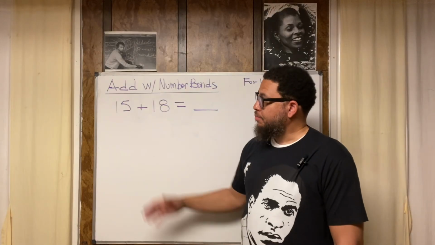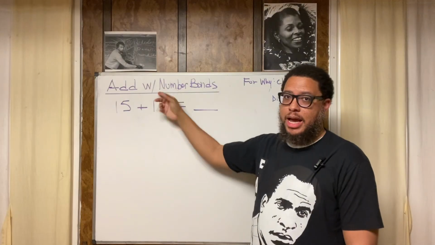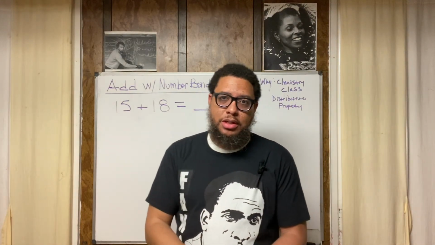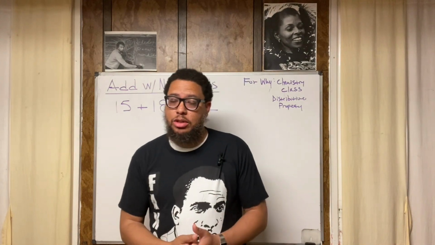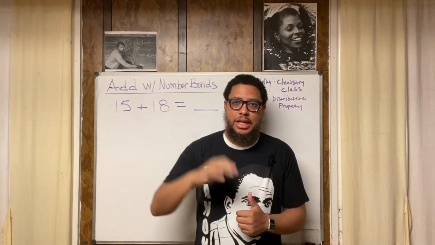All right, now 15 plus 18. We're adding using number bonds. This is going to help your children get prepared for using the distributive property, which is going to help them do mental math with large numbers very easily. And also it's going to prepare them for chemistry class. That's another thing number bonds are going to do. Prepare them for chemistry class later on.